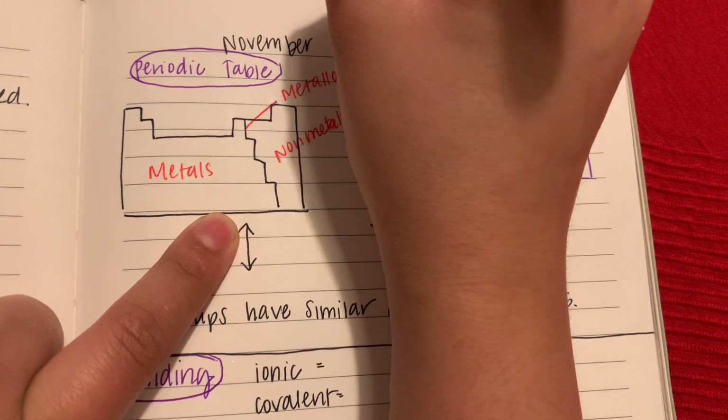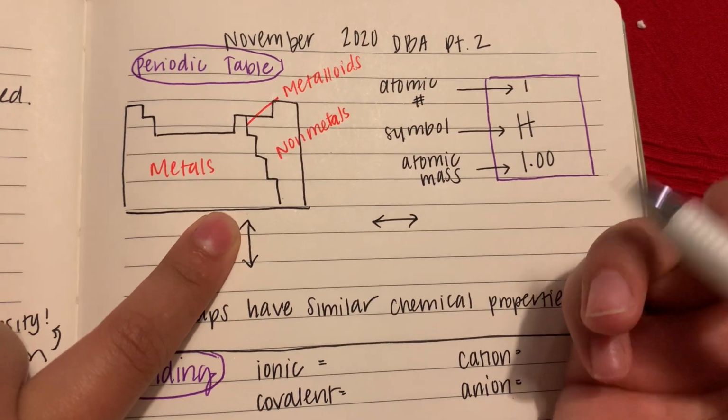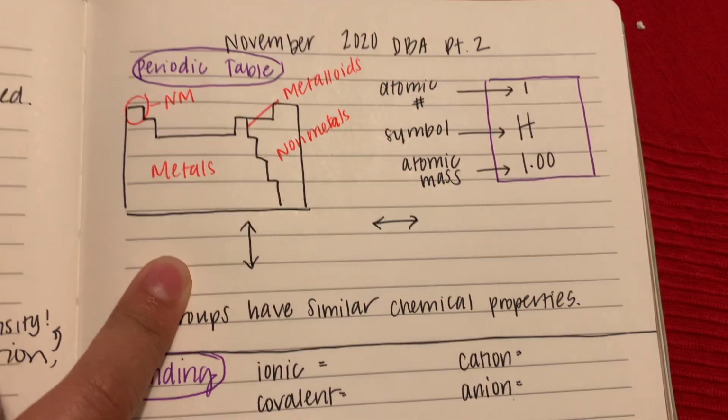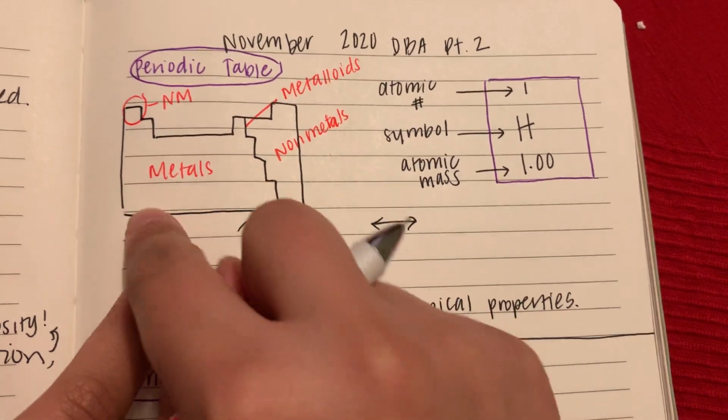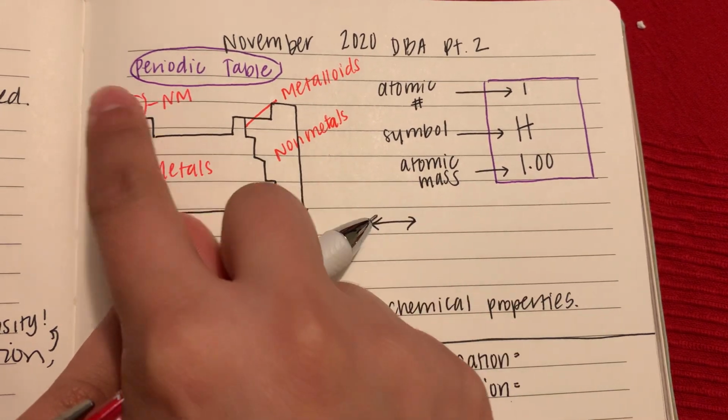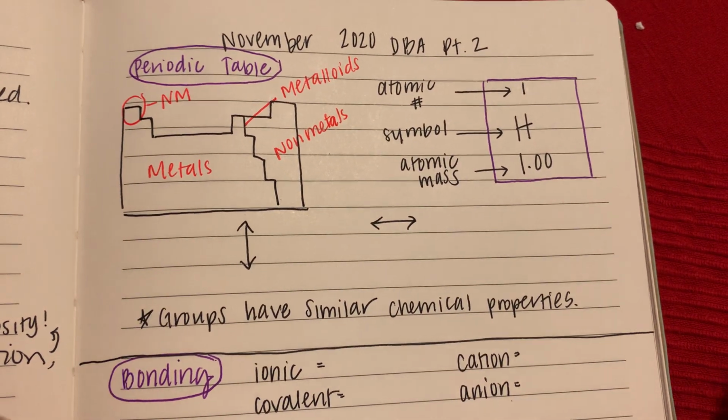Everything on the left side, with the exception of hydrogen, which is a non-metal, okay? With the exception of hydrogen, everything on the left side of the staircase is considered a metal. Everything on the right side is considered a non-metal. And then hydrogen is also a non-metal, okay?